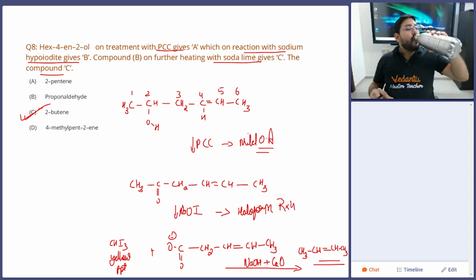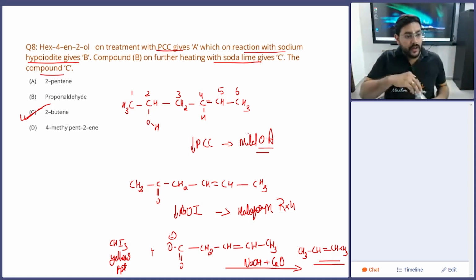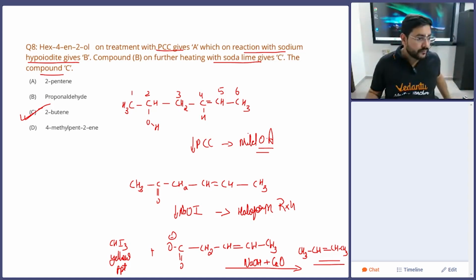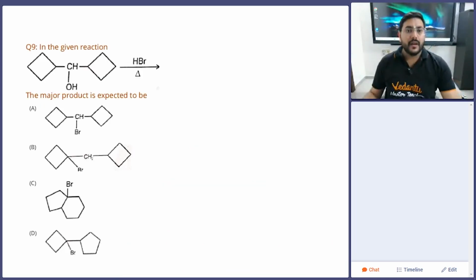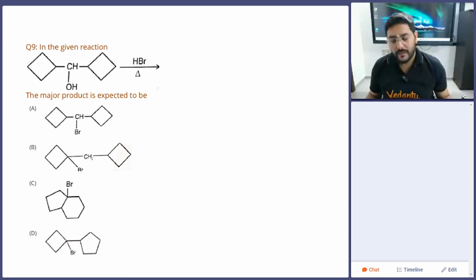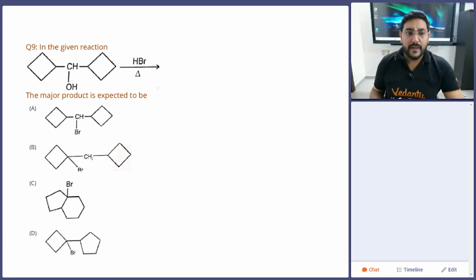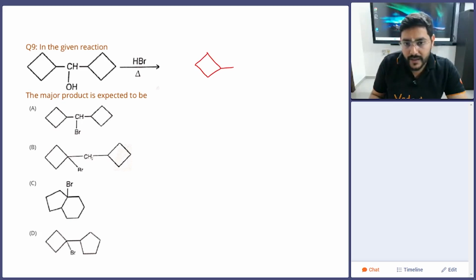Okay, moving towards the next question, question number 9, the interesting one. Here we add HBr under heating conditions. First of all, dehydration takes place. H plus attacks the oxygen lone pair, protonation takes place, water is removed and a carbocation is formed. I think this part is clear to you.